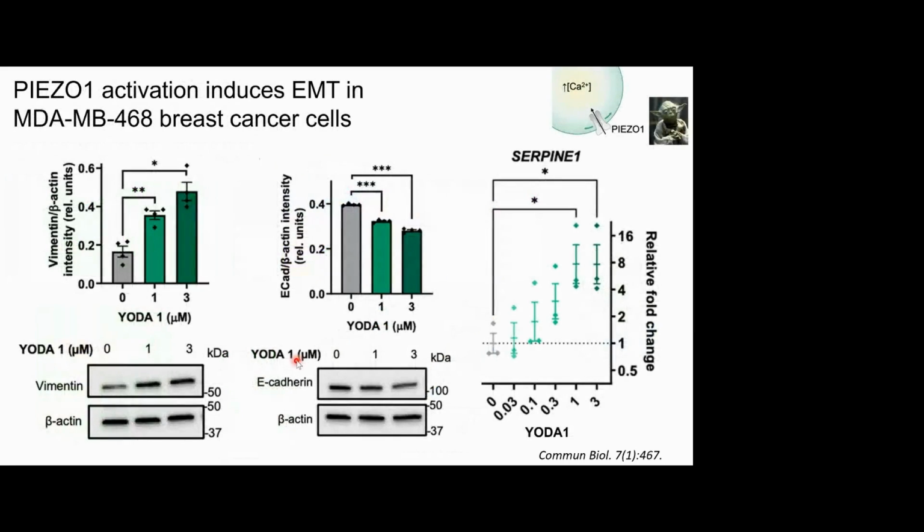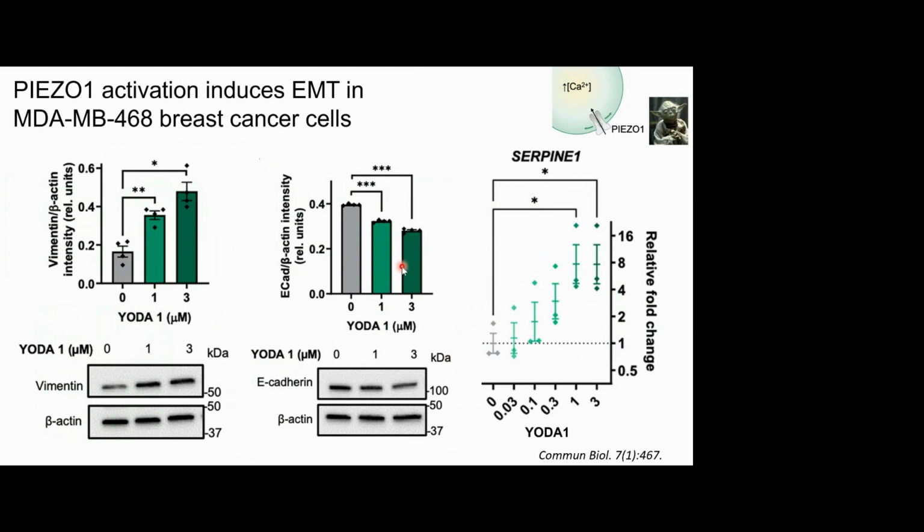So then she took cells and said, okay, what happens when we take cancer cells and we activate Piezo-1? Because with Felicity's work, we knew calcium was important in EMT, we took 468 breast cancer cells and added Piezo-1 activator Yoda, and we saw an upregulation in vimentin expression, which is a mesenchymal marker, and a downregulation of E-cadherin, which is an epithelial marker. Now, those are not as pronounced, even though it's significant, as growth factors that we've studied.